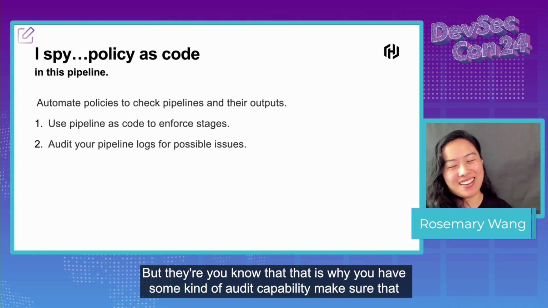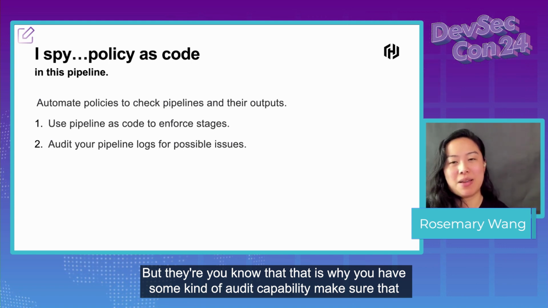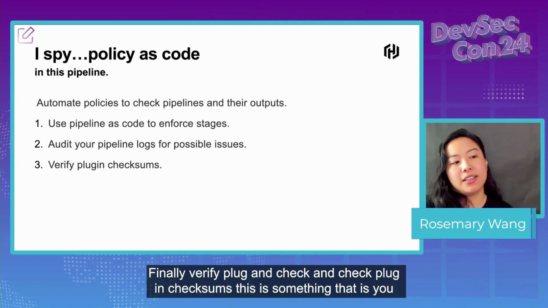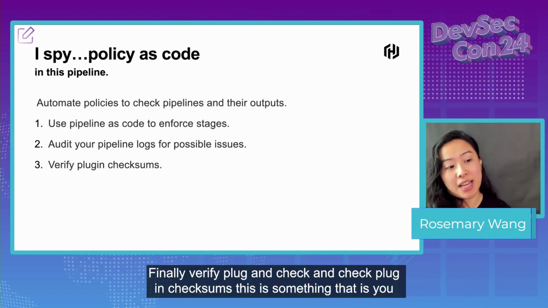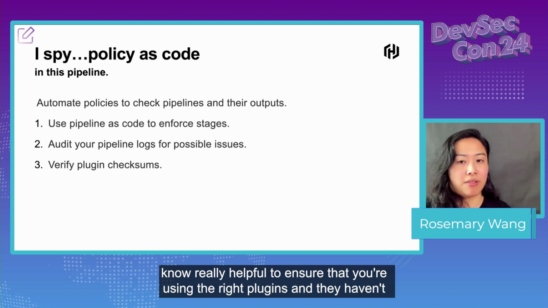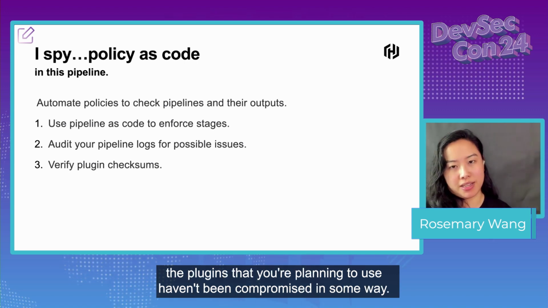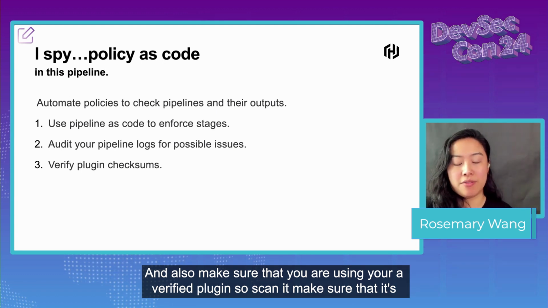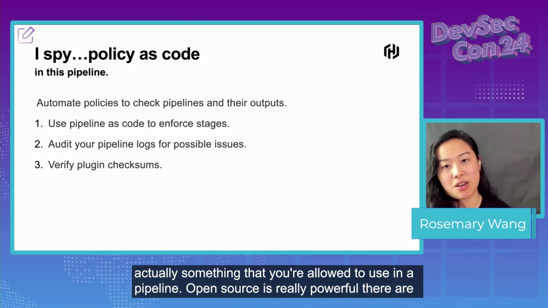But that is why you have some kind of audit capability. Make sure that you're actually checking for any outputs or someone going in and getting that information. Finally, verify plugin checksums. This is really helpful to ensure that you're using the right plugins and that the plugins you're planning to use haven't been compromised in some way. Also make sure that you are using a verified plugin, so scan it, make sure that it's actually something that you're allowed to use in a pipeline.